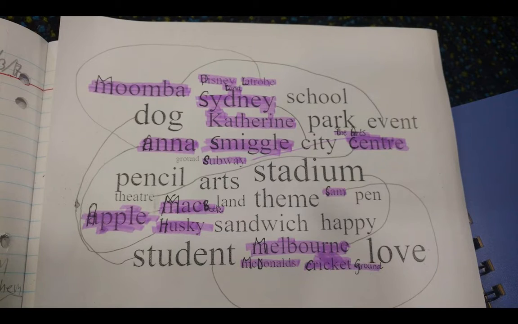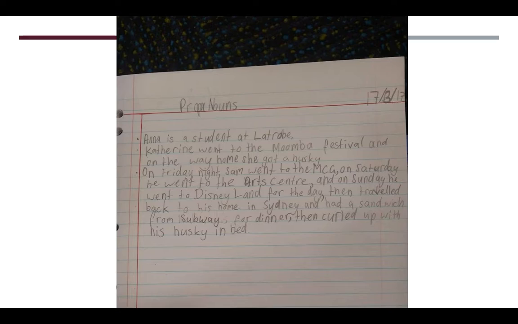So for the individual activity, I made up a Wordle for students and they were to highlight all the proper nouns that they can find, and they had to edit these words by giving them a capital letter. Following this activity, students were to use the proper nouns and write them in sentences.